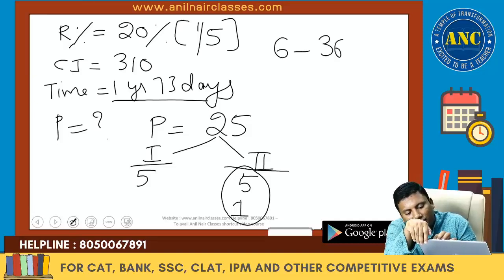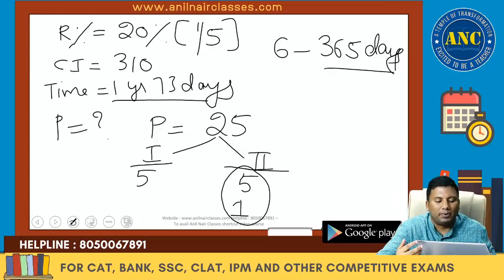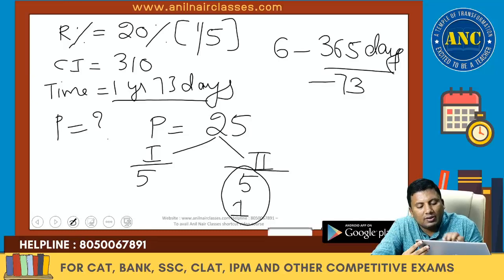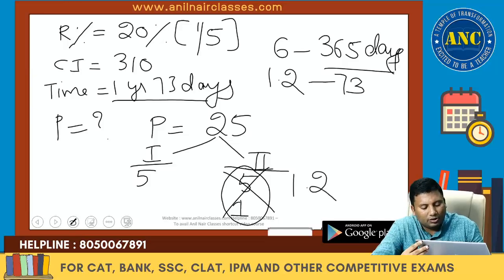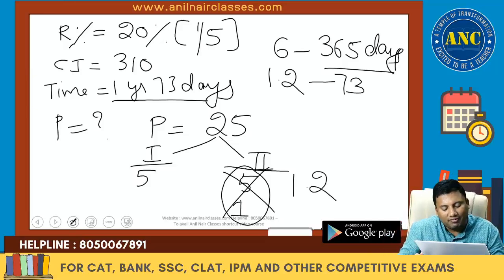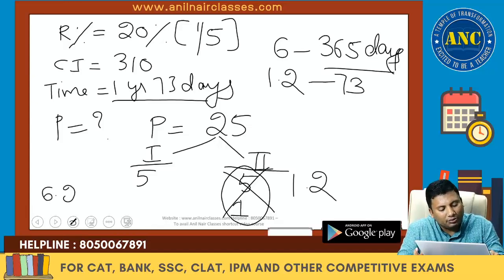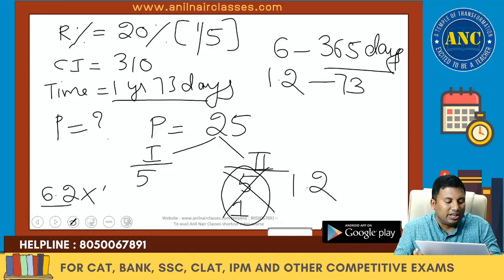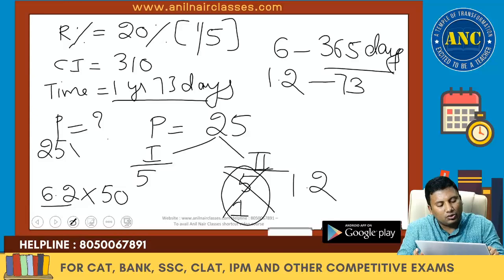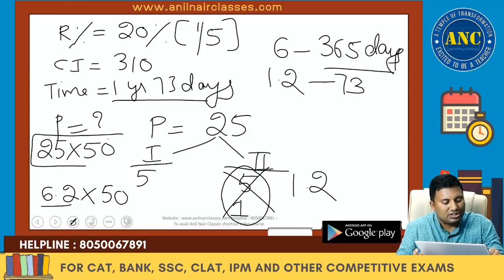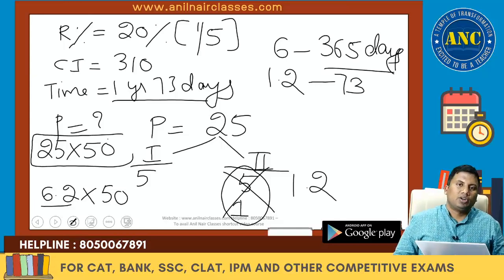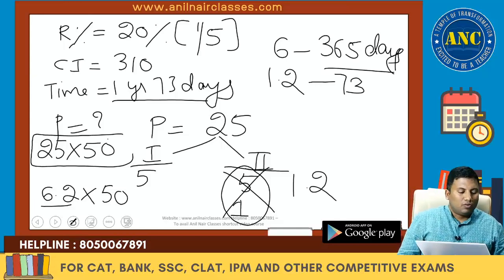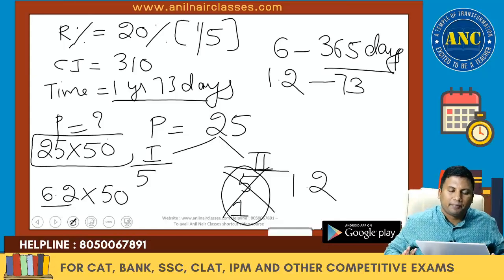6 is for 365 days. Assuming it is not given, it's a non-leap year. 73 days by 5, it is 1.2. Such an easy question if you know the approach. 5 plus 1.2 is 6.2. But according to the question, it is 310. So into 50. Answer is 25 into 50, which is 1250. I hope the idea is clear.